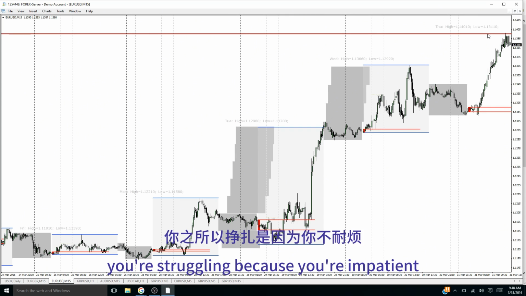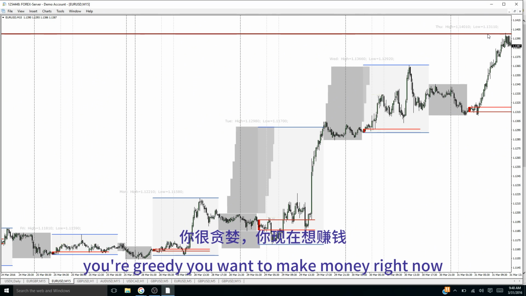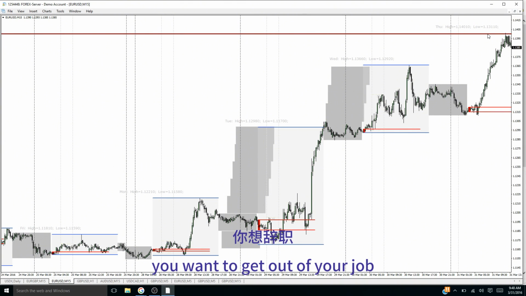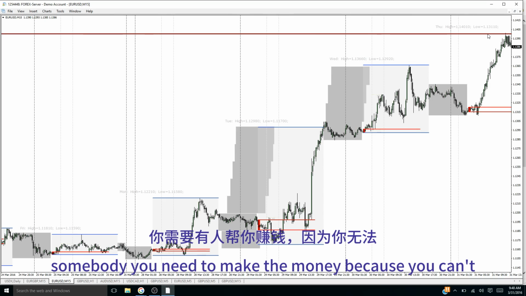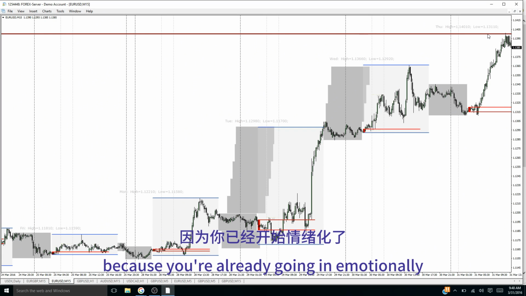You're struggling because you're impatient. You're greedy. You want to make money right now. I understand it. Some of you have some hardships. You want to get out of your job. Some of you need to make the money because you can't make it right now. Guess what? You're not going to be a trader doing that because you're already going in emotionally.